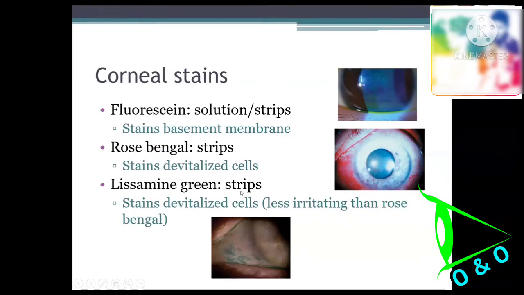However, rose Bengal stings a lot, even with topical anesthetics. So lissamine green is a nice alternative, which also stains devitalized cells, but it's less irritating than rose Bengal. And this is a very intense dark green. In this case, you can see some dryness on the bulbar conjunctiva.